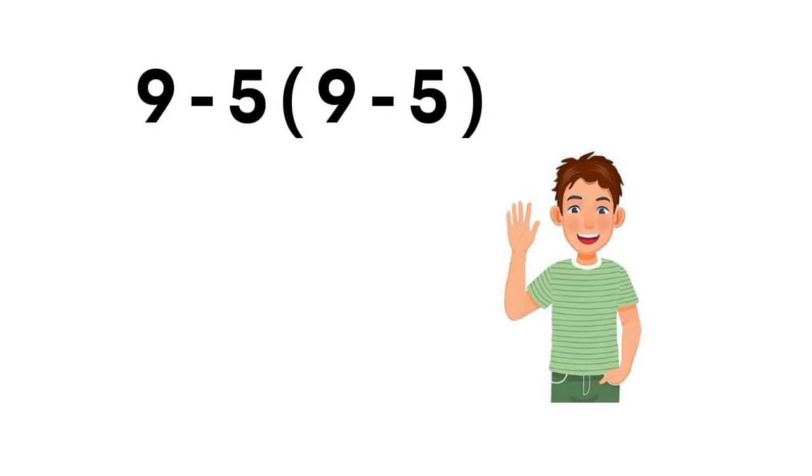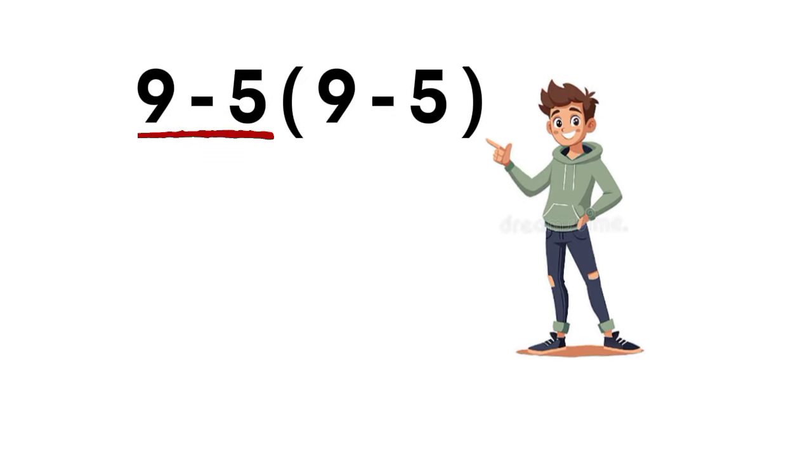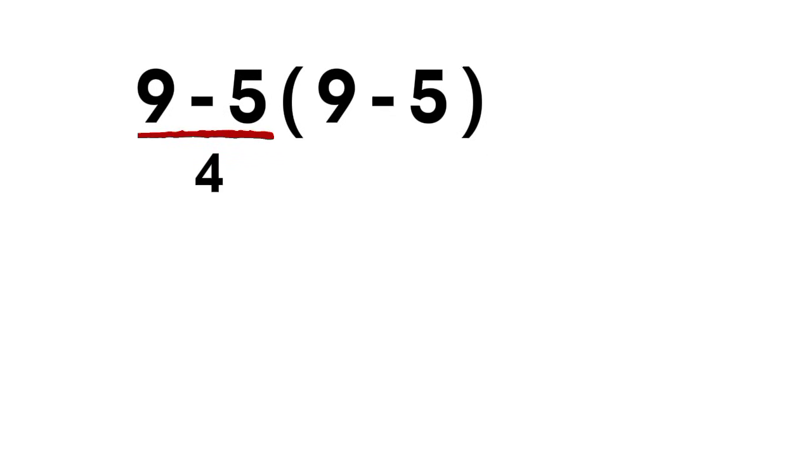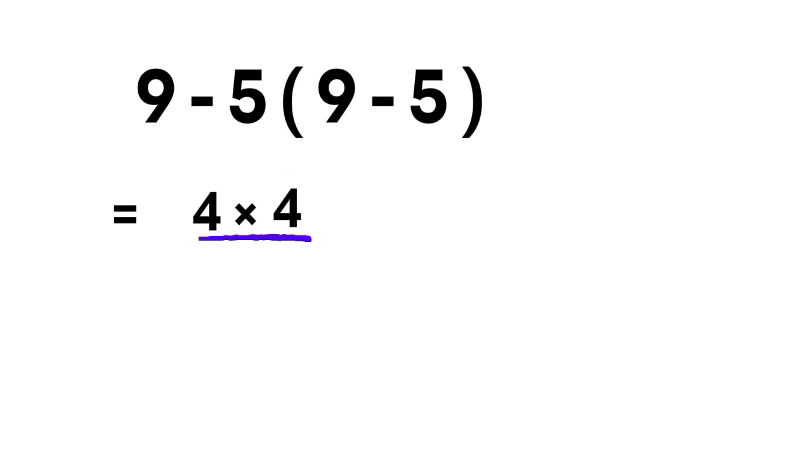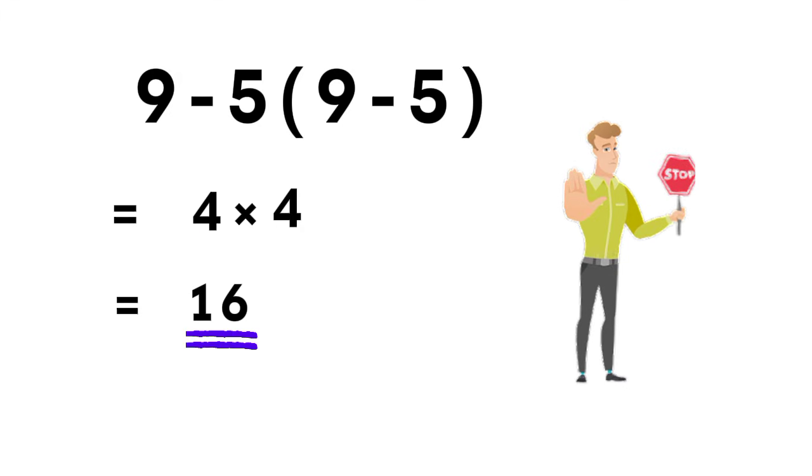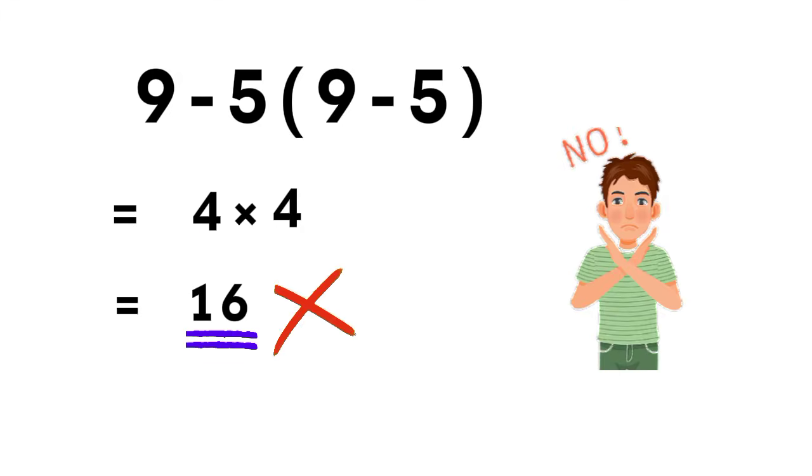All right, let's take a look at this expression. 9 minus 5 gives us 4, and again, inside this parenthesis, we have 9 minus 5. So 4 multiplied by 4 is just 16. But wait, oh wow, this answer is not correct.